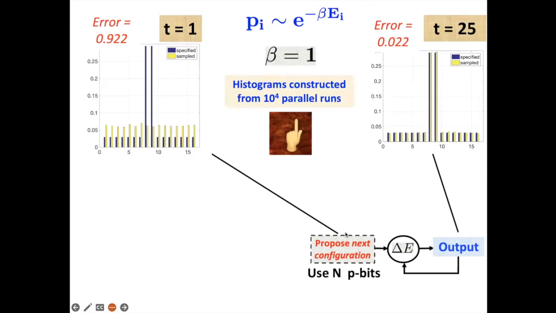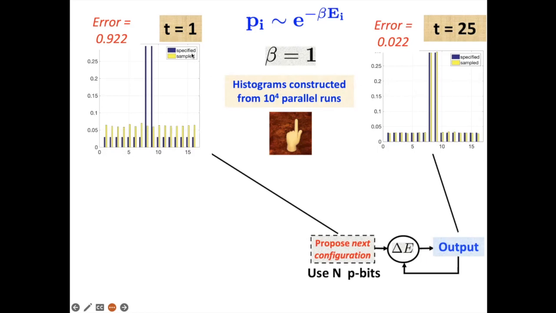Just to give you an example, supposing you want to generate a distribution looking like this. I've taken, I think, 4 p-bits here, so there are 16 configurations in all. What we want is these 2 configurations to stand out, and we want the other ones to be suppressed. So what you could do is start with a proposal which is equally distributed. That's the yellow lines you see here. But then you use this algorithm, and what comes out at the output will have the correct distribution.